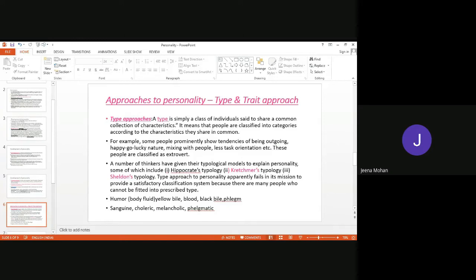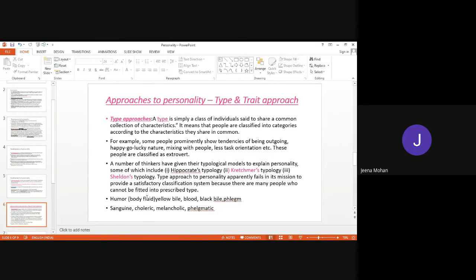Our body has body fluids, and the way we behave depends on their proportion. He called this body fluid the humor. Humor, or body fluid: yellow bile, blood, black bile, and phlegm. Earlier we said vata, pitta, kapha; phlegm is the kapha. Anyway, that is what we call the humor.